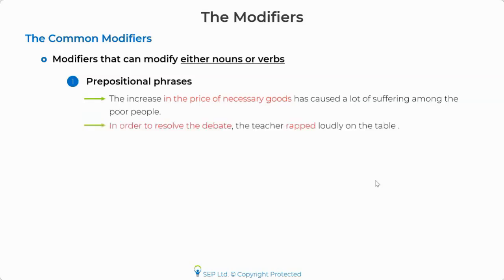In order to resolve the debate, okay, this is telling me the reason why the teacher rapped loudly on the table. Now you will notice that when a prepositional phrase is modifying the verb, in order to resolve the debate, why did the teacher rap? This is what, okay, you will notice that this also somehow modifies or agrees with the subject. This is true of most verb modifiers.